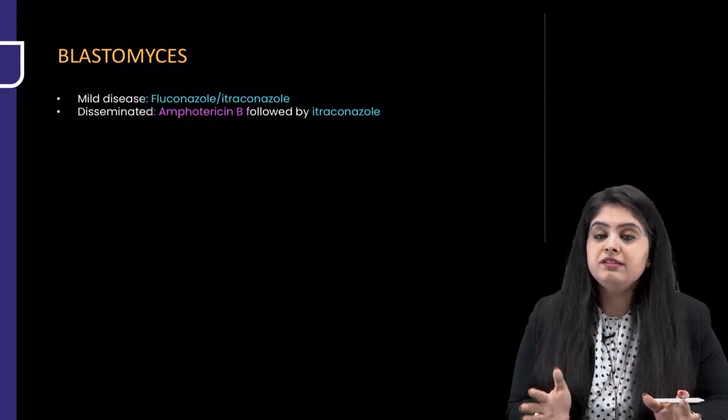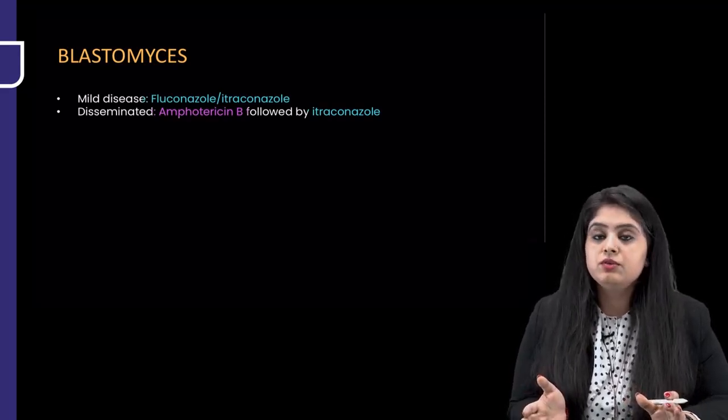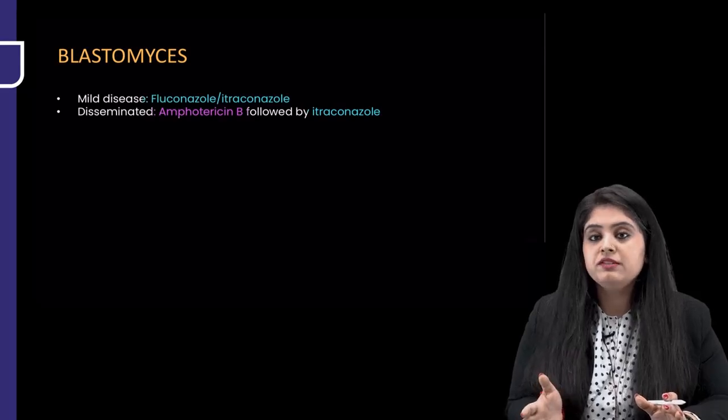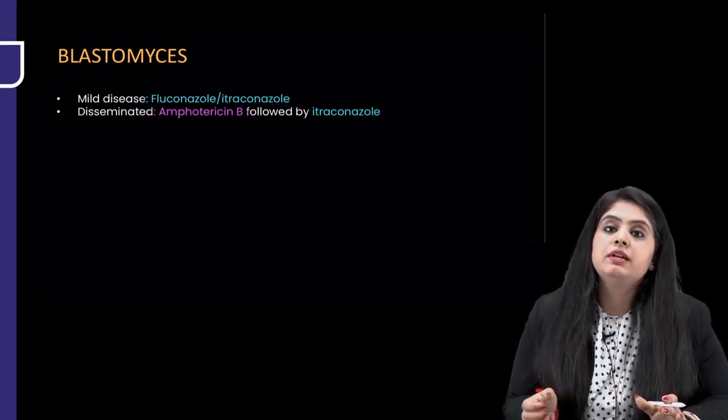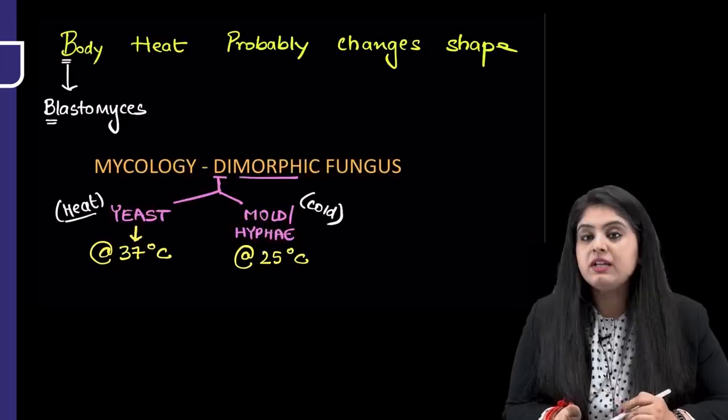So simple. If it's a mild disease, azoles. If it's a severe disseminated disease, give a drug of amphotericin B, a cycle of that, and follow it up with the azoles. Okay, this was blastomyces. So as I told you, the B1 is sorted for you.